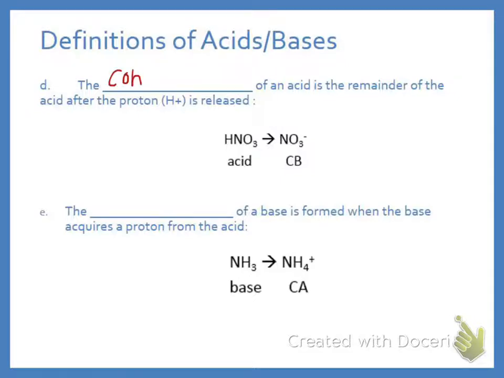The conjugate base of an acid is the remainder after the acid gave away its proton. Okay, so in this case the HNO3 is the acid, it gives away its proton, and the NO3 minus, what's left, is the conjugate base. Okay, it will always be an acid and a conjugate base, or a base and a conjugate acid. Okay, and it's always going to be on opposite sides of the arrow.